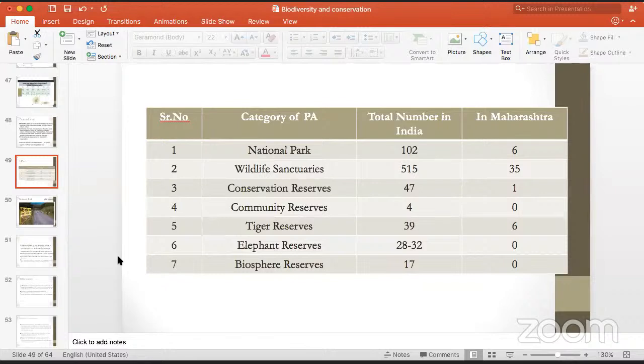So therefore, not only is there in situ conservation, but there is also a lot of legal protection when it comes to these national parks.